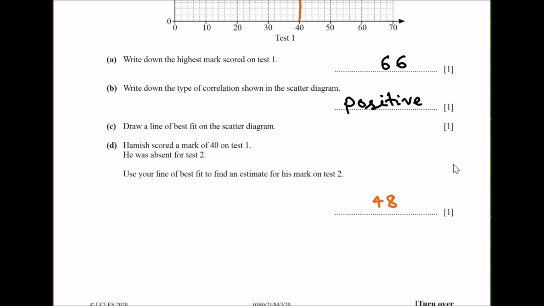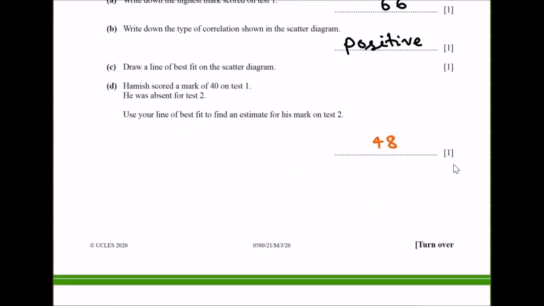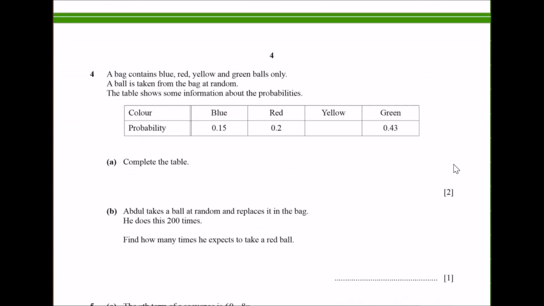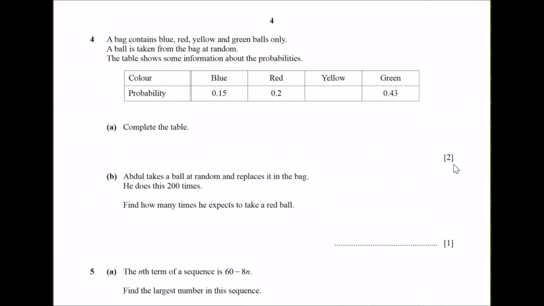Okay, I hope this is clear to you. Let's go to the next question. Question number 4. A bag contains blue, red, yellow and green balls only. A ball is taken from the bag at random. The table shows some information about the probabilities.